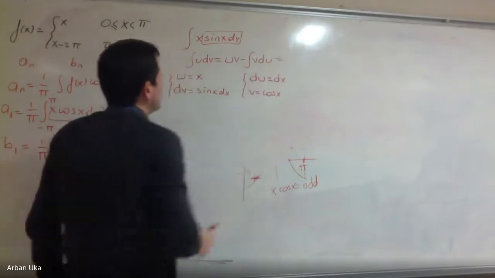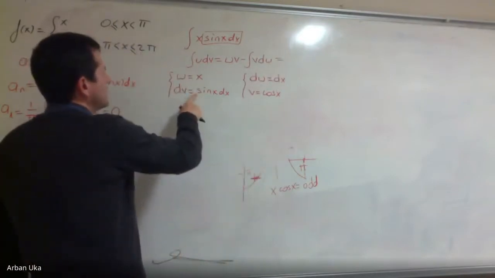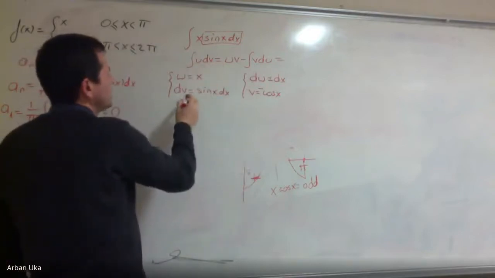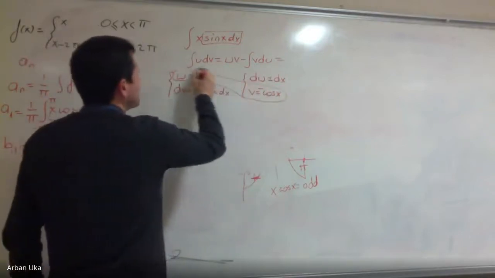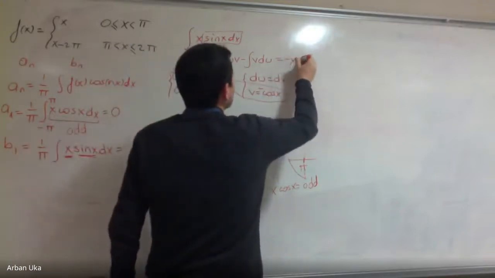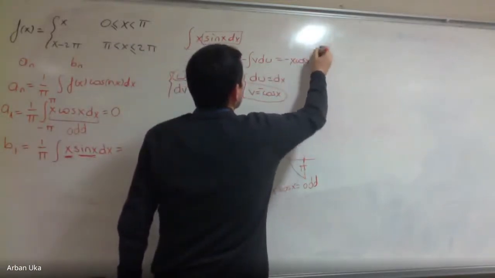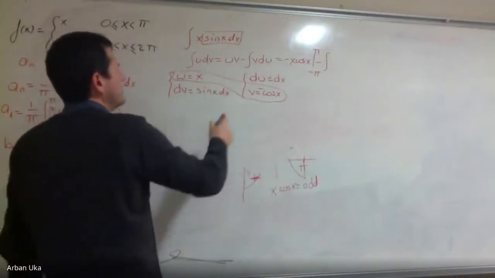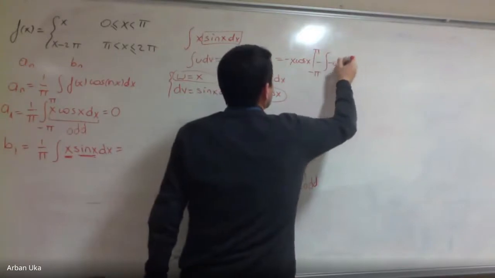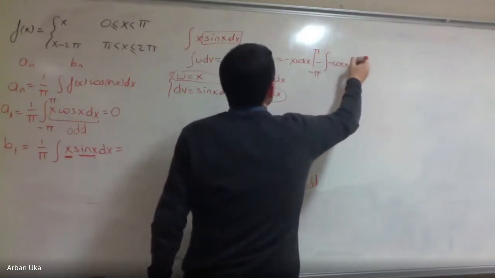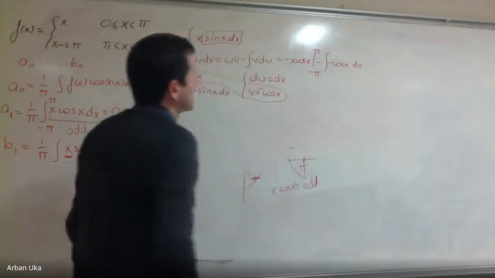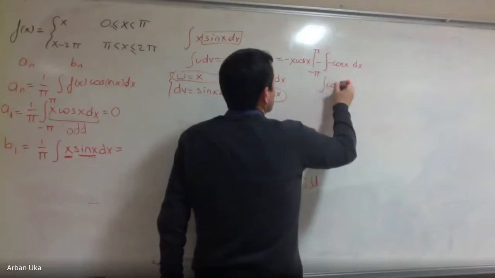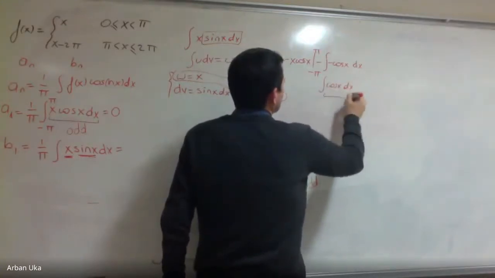So finally, what is the integral of sine x? The integral of sine x is minus cosine x. So here we have u times v, and u times v is a product of these numbers. So it's minus x cosine x, from minus pi to pi, minus the integral of v du. v is minus cosine, and du is dx.